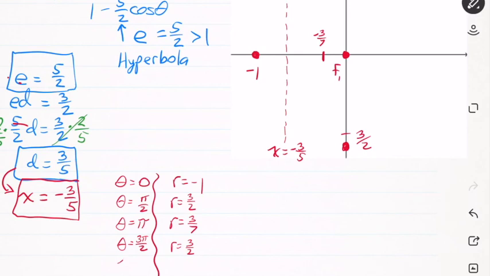And then, of course, theta equals 2 pi. And we're back to cosine equaling 1. And we're back to r equals negative 1. So it kind of just generates that same point again. All right, so that gives us a few points.